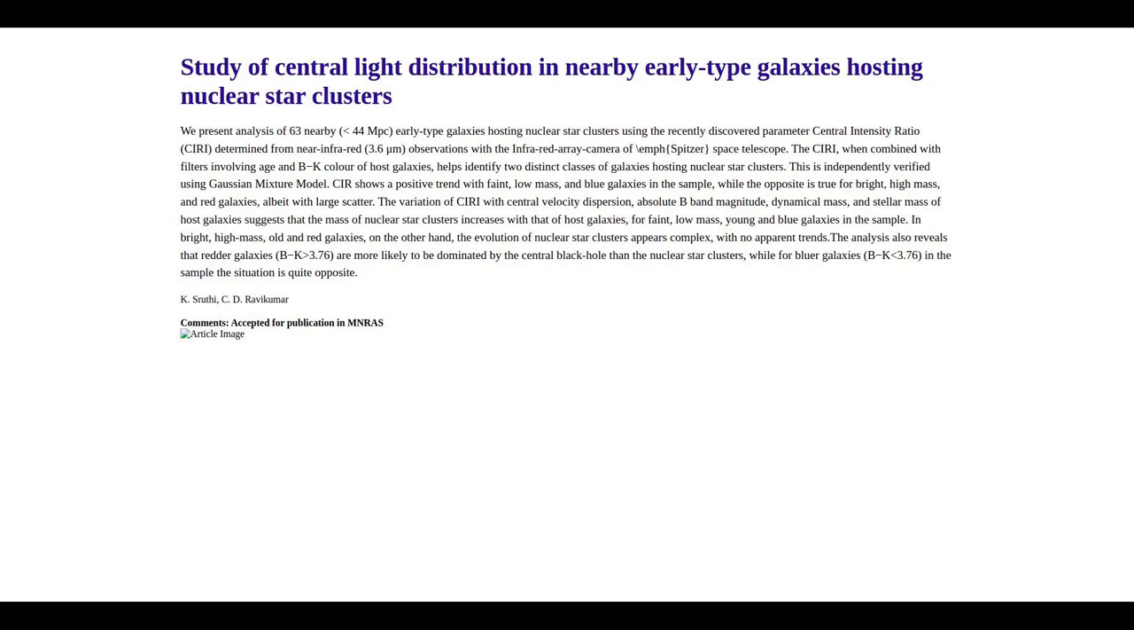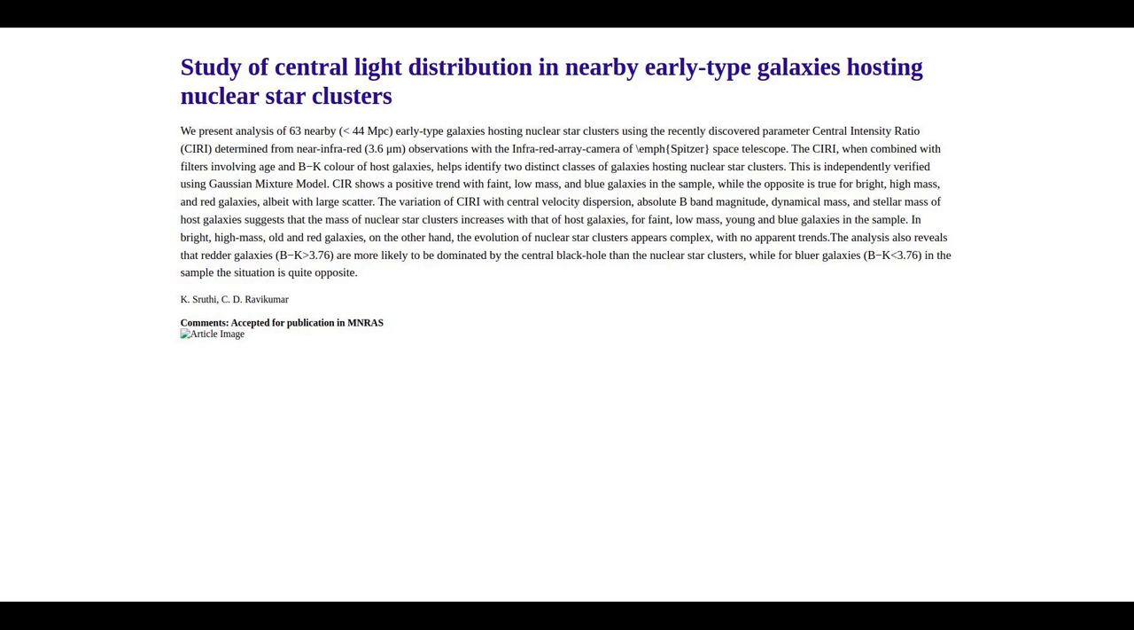This is independently verified using a Gaussian mixture model. CIR shows a positive trend with faint, low mass, and blue galaxies in the sample, while the opposite is true for bright, high mass, and red galaxies, albeit with large scatter.